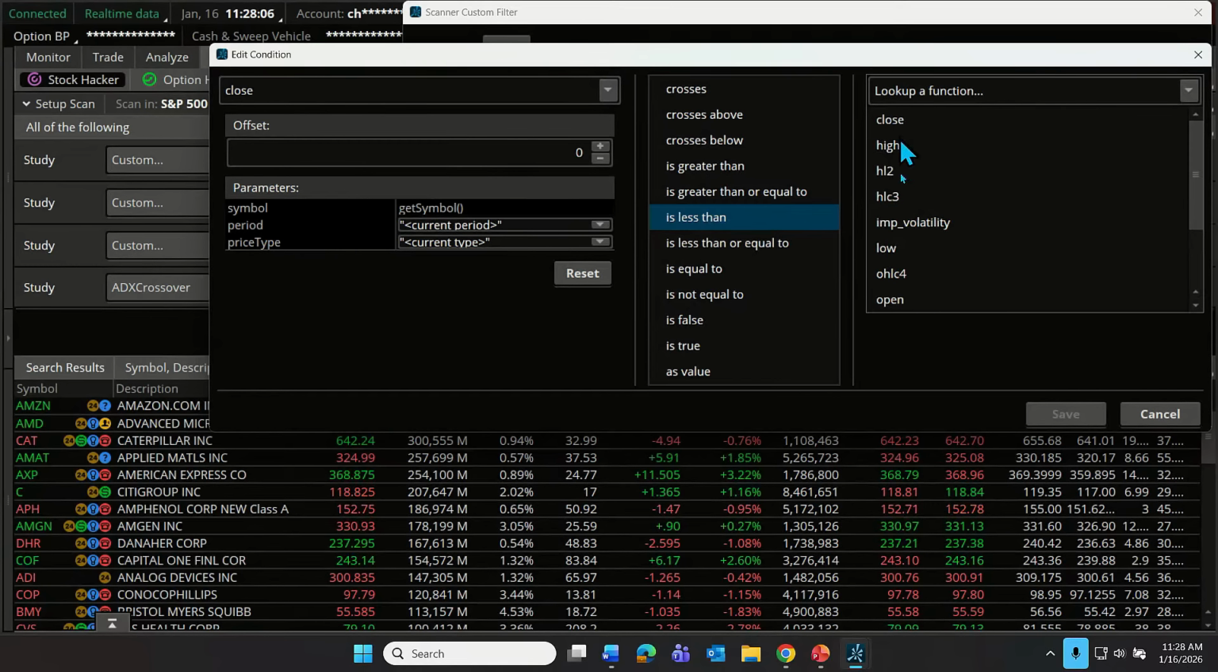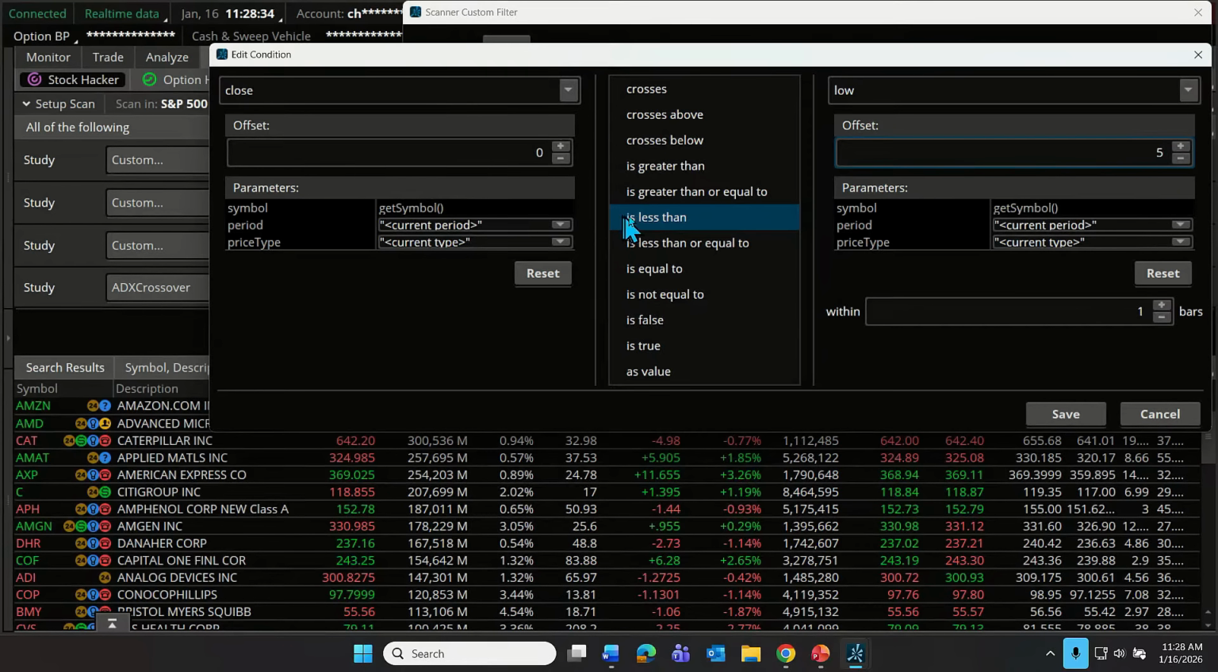So if I put a 5 in here, what this is doing is saying the current close or the current price is going to be required to be lower than the lowest price from 5 days ago. So if the lowest price from 5 days ago is here, our current price has to be below that. So within all of this other stuff that we've placed, trend, price position, we're still lower than we have been within the last week. Let's click save.